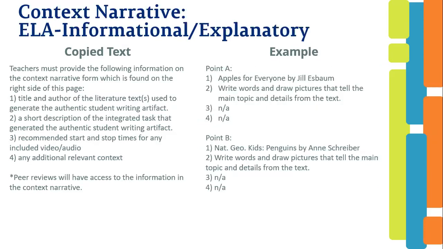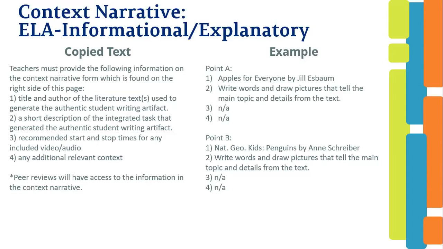Let's look at another way to set up your context narrative form. This time we'll use task examples from the ELA informational explanatory options. Again, you should look at the 4 pieces of information that need to be included in your context narrative for your peer reviewer to accurately score the student work.